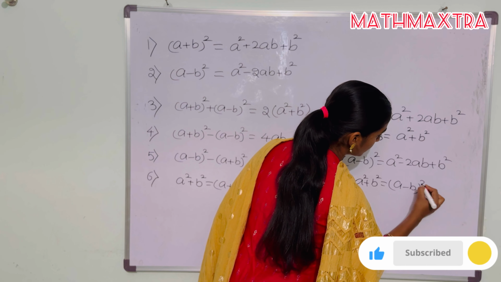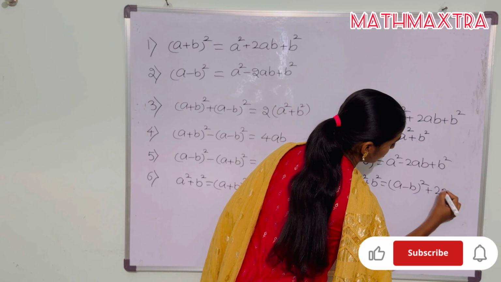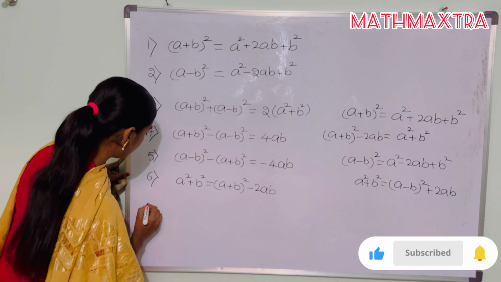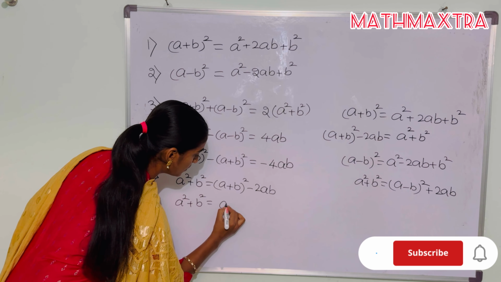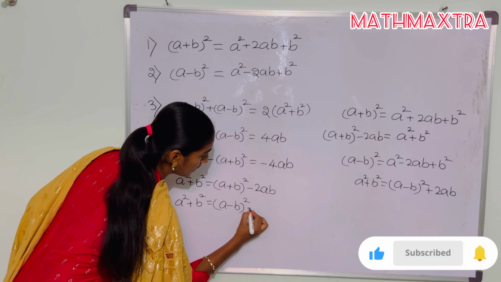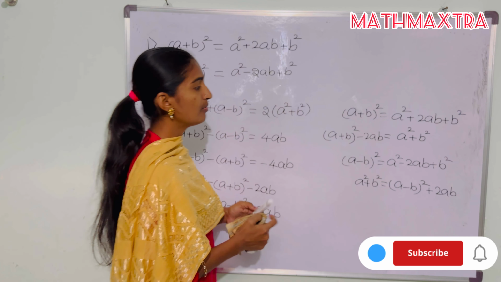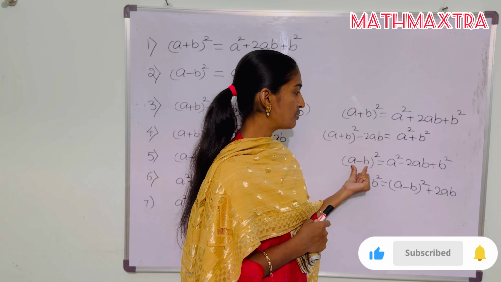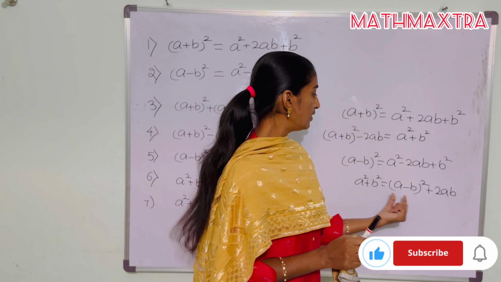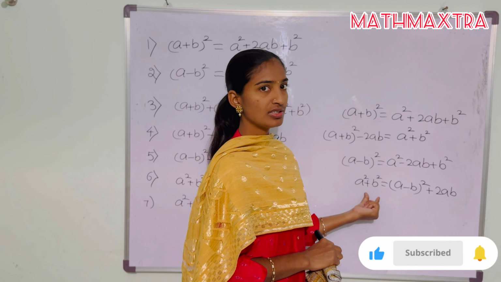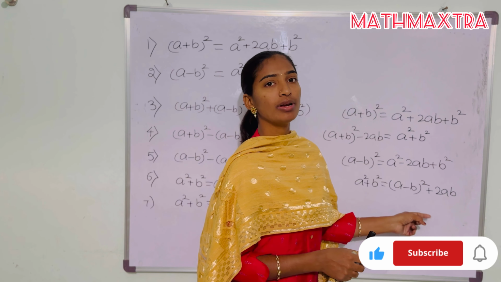A minus b whole square, and you take this minus 2ab here, which is plus 2ab. So this is one identity, which is nothing but a square plus b square is equal to a minus b whole square plus 2ab. Okay. So sometimes we have a minus b and ab values given. Then you need to calculate the sum of the squares of a and b, which is nothing but a square plus b square. So that time this formula will help you.